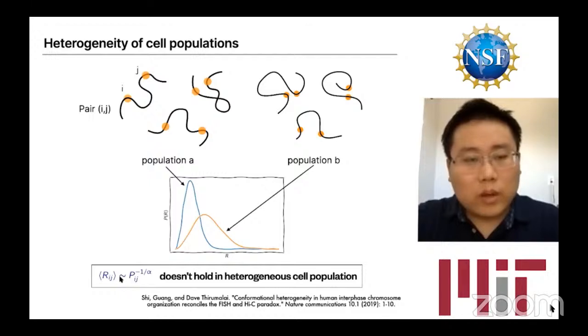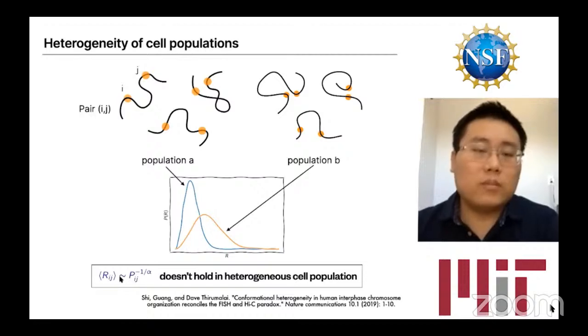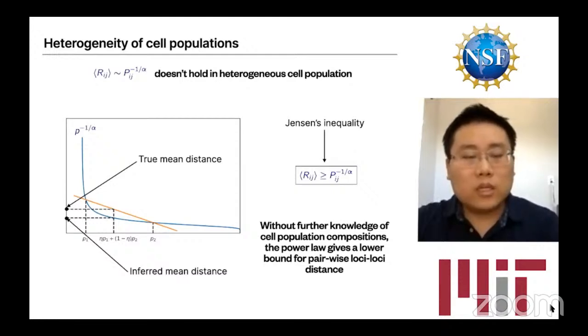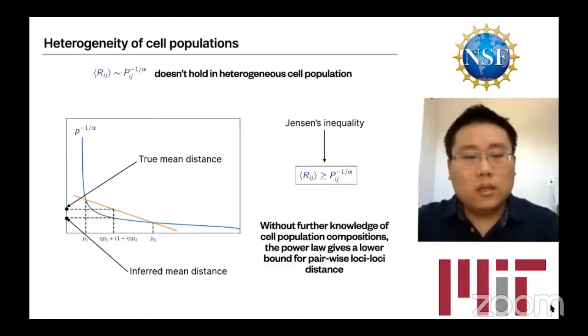We showed in our previous work that there is actually extensive heterogeneity among cell population in terms of its genome structures, and it is a reason why there's a discrepancy between Hi-C contact probability and the distance measurement from FISH experiment. In this work, we show that the power law relation, although it does not hold strictly in a heterogeneous cell population, actually gives us a lower bound. What do I mean by that? Suppose you calculate some Rij value from Pij using this power law relation, and the value you get is actually the lower bound of the true value. That means the true value of the pairwise distance is either equal or larger than the inferred value you calculated.